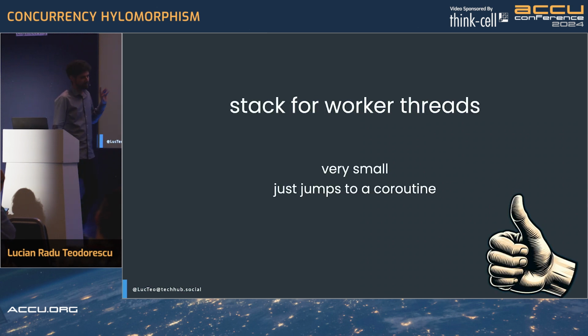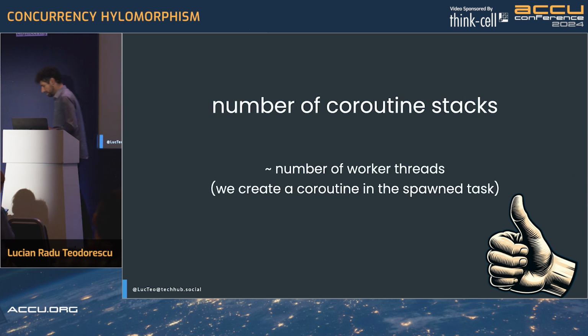First, let's start with the basics. For the worker thread, the amount of stack that we really need is really small, because the only thing that we do on the worker thread is just jump to a coroutine. Right? We don't execute stuff in there, so we really need a small amount of stack in there. And now the biggest thing, and I was extremely surprised when I found this out by running the model.